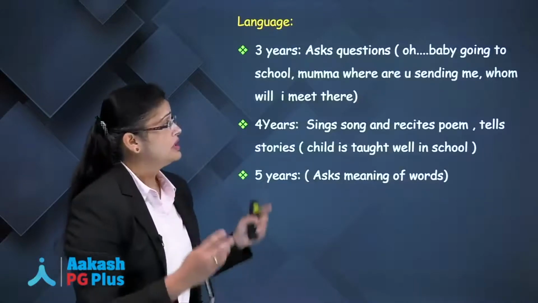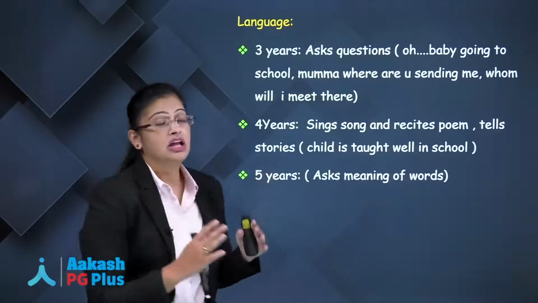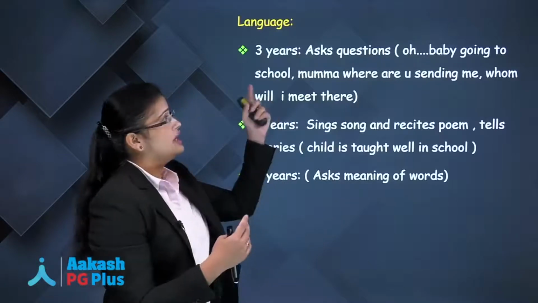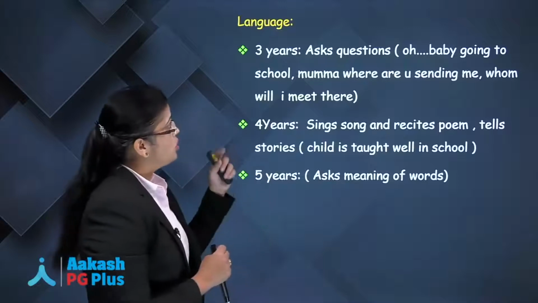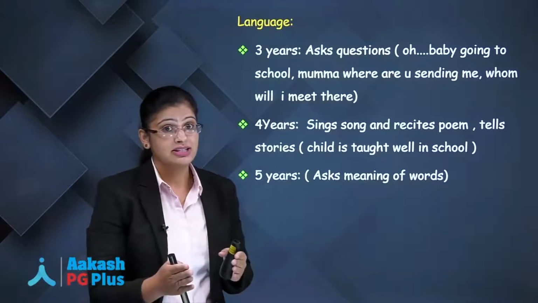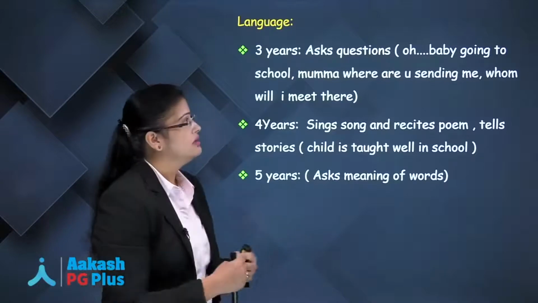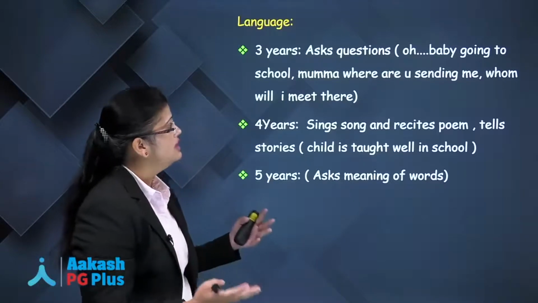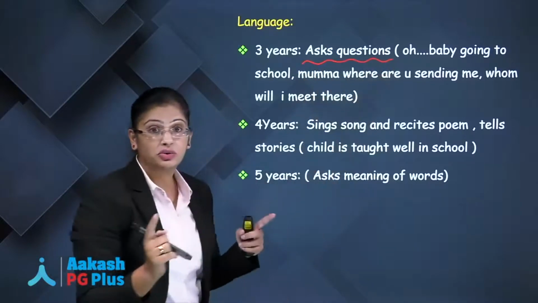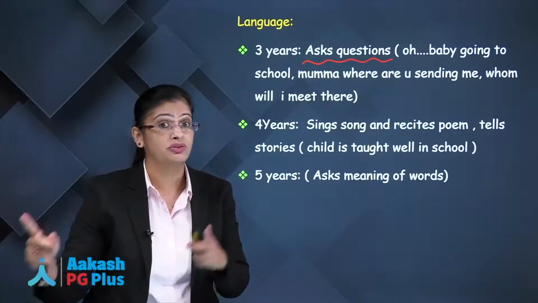Then subsequently, to try to make it simple for you, just try to understand. At 3 years of age, in most schools, this is the age at which formal schooling starts. So at 3 years of age, the child will be joining formal school. Now this is the first time the child is moving out of the house. So he is very inquisitive and he is asking his mother, "Where are you sending me, Mama? Where are you sending me? Whom will I meet there?" So he is asking a lot of questions at 3 years of age, at a time when he is moving out of the house to go to his school for the first time.